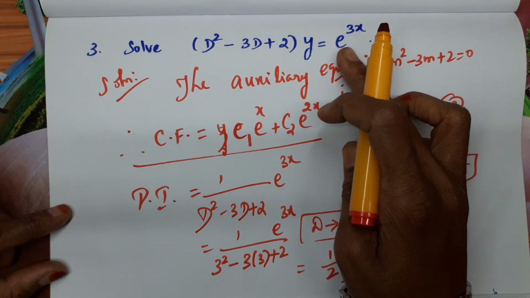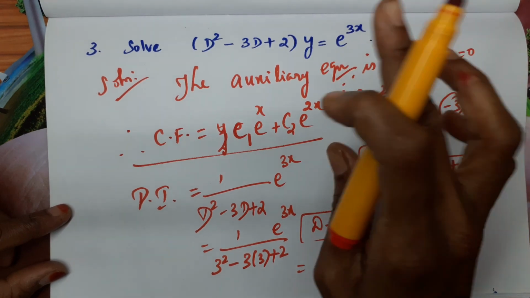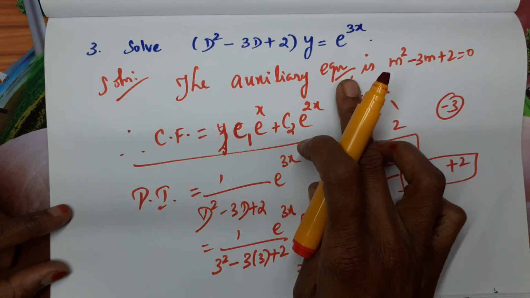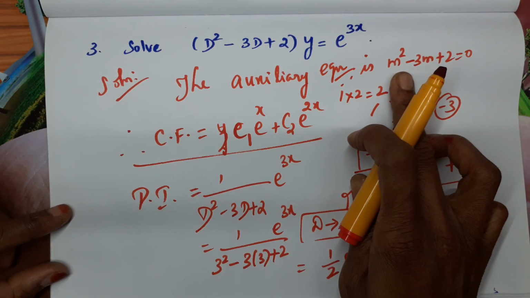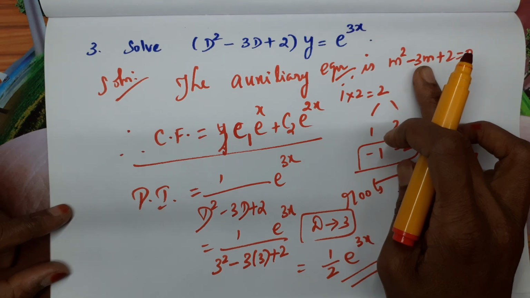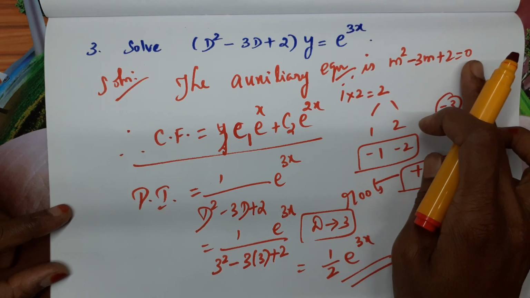The third problem we are going to solve is (d squared minus 3d plus 2) y equal to e power 3x. This is similar to problem number 1. What's the first step? We have to write the auxiliary equation. Replacing d by m, we get m squared minus 3m plus 2 equal to 0.